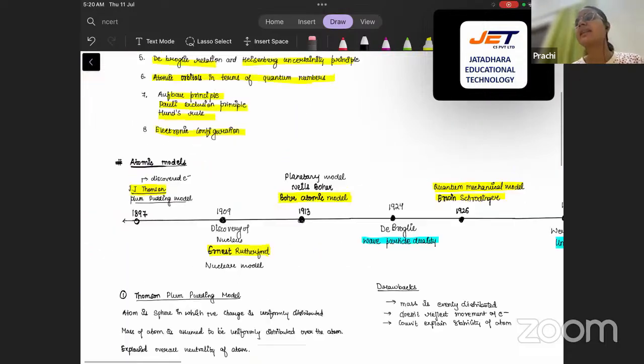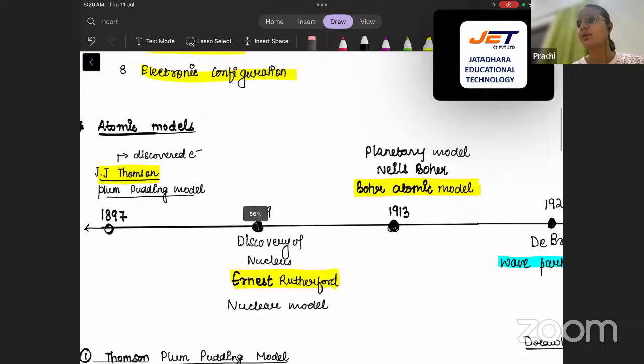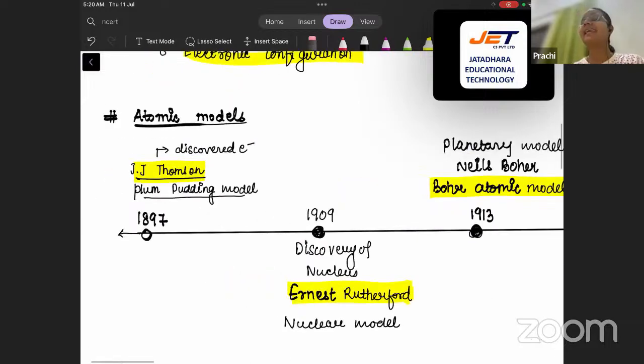So let's look at the timeline, how the things were discovered, right? So in 1897, first J.J. Thomson, so lot of experiments were being done with the cathode ray tubes. So people were experimenting with the cathode ray tubes, which we will learn about in the discovery of electrons.